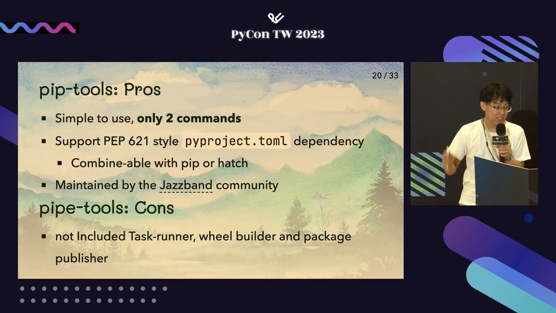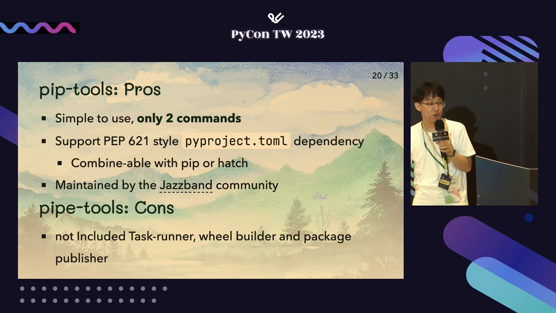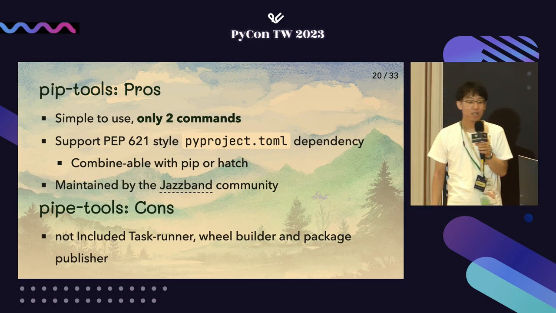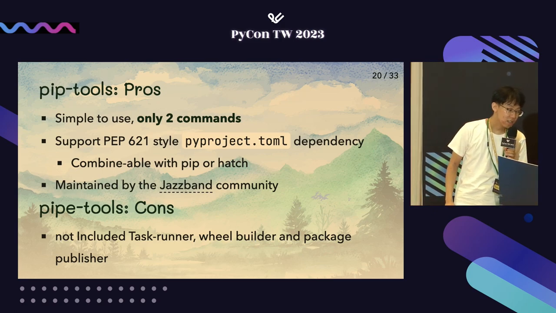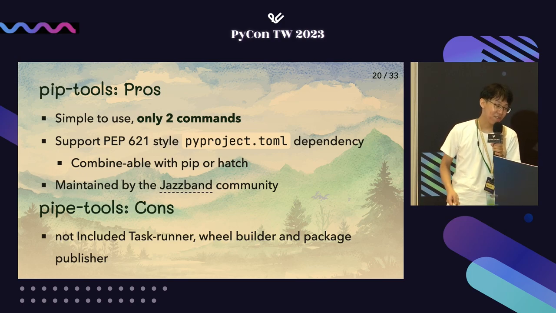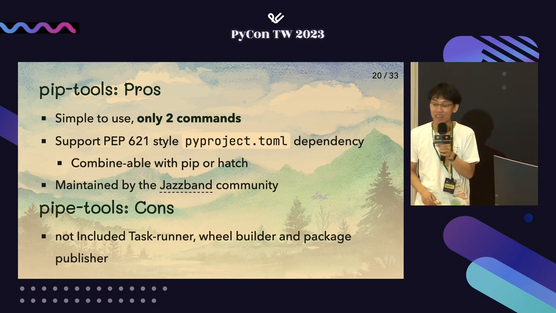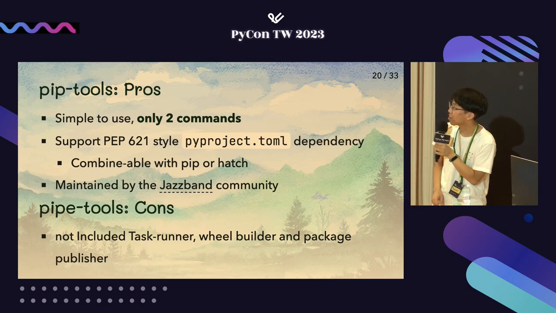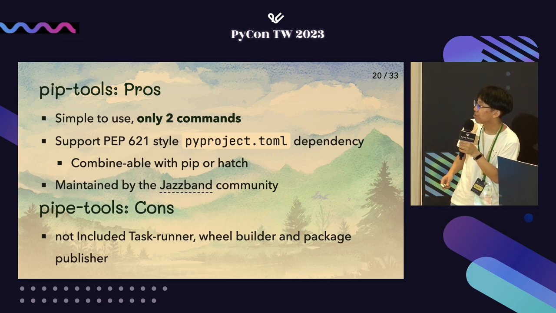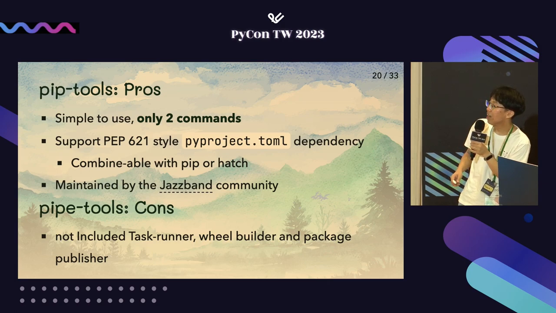It's very simple to use, with only two commands, pip-sync and pip-compile. It's an old tool, but it supports PEP 621 style, the new standard for pyproject.toml, so it is compatible with pip or Hatch or setuptools. One more thing is that it is maintained by the Jazzband community.